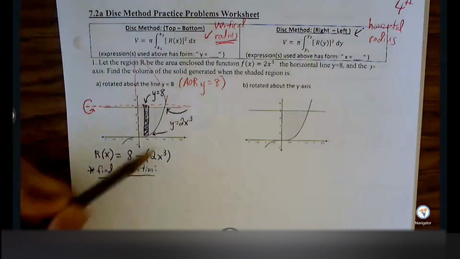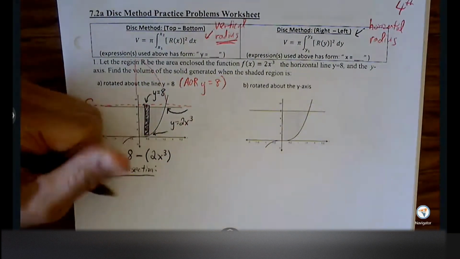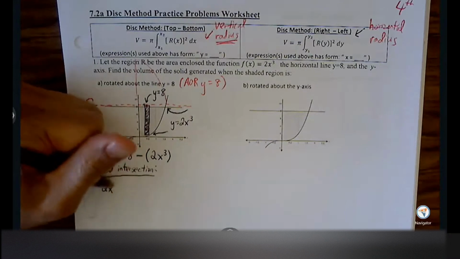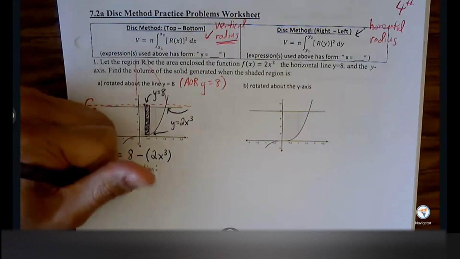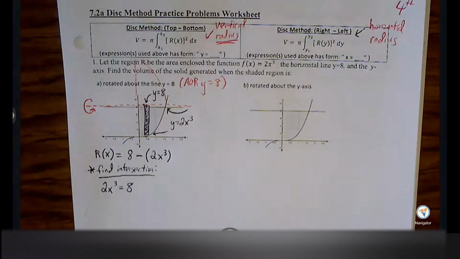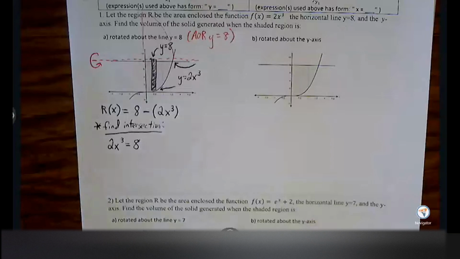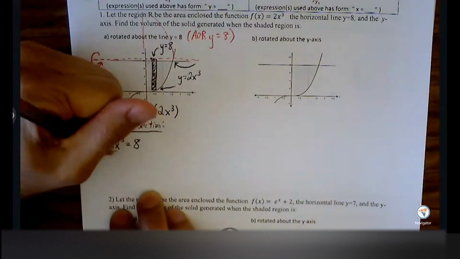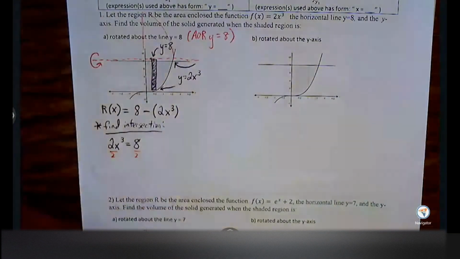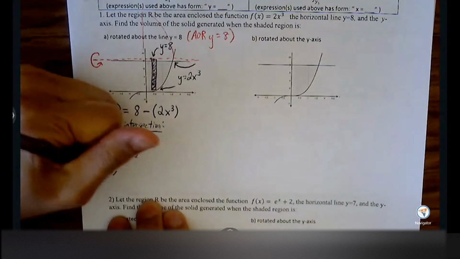So, intersection of the curve with the horizontal line. We'll say 2x cubed is equal to 8. Algebraically, we just have to move things around to eventually get x by itself. So let's divide both sides by 2. X cubed equals 4.